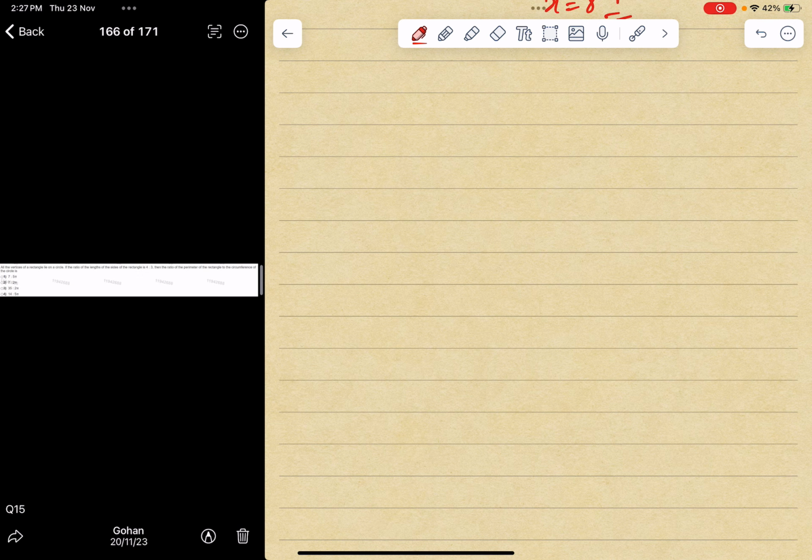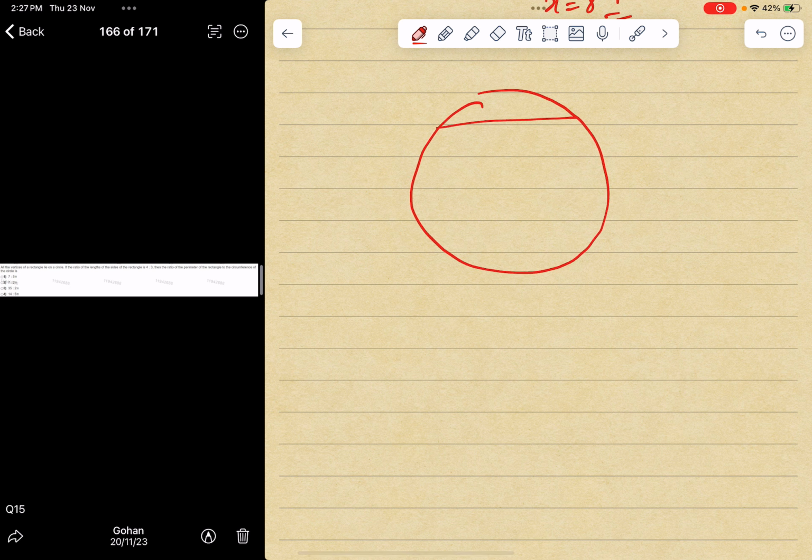Very good. Now, all the vertices of a rectangle lie on a circle. Let us make a circle.